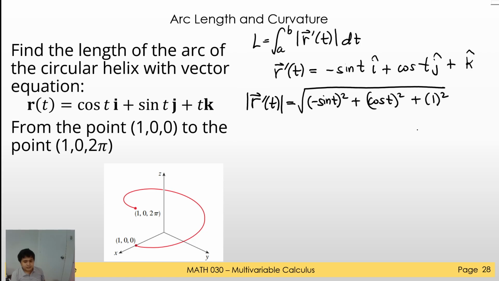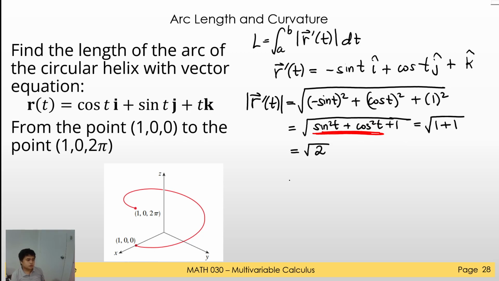Okay? So if we simplify this, we have the square root of sine squared t plus cosine squared t plus 1. And does this look familiar? So sine squared t plus cosine squared t is actually equal to 1. We have the square root of 1 plus 1. So therefore, the final answer for this is the square root of 2. Okay. So we already have this answer.